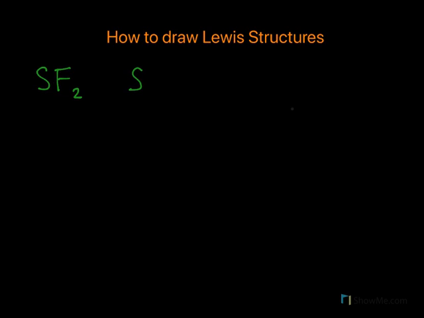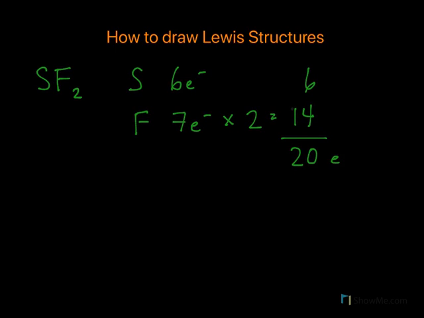Well, sulfur has 6 valence electrons, and fluorine has 7 electrons. Since there are 2 fluorines, we have to take 7 times 2. That is equal to 14. 14 plus 6, we have to show a total of 20 electrons in this molecule.